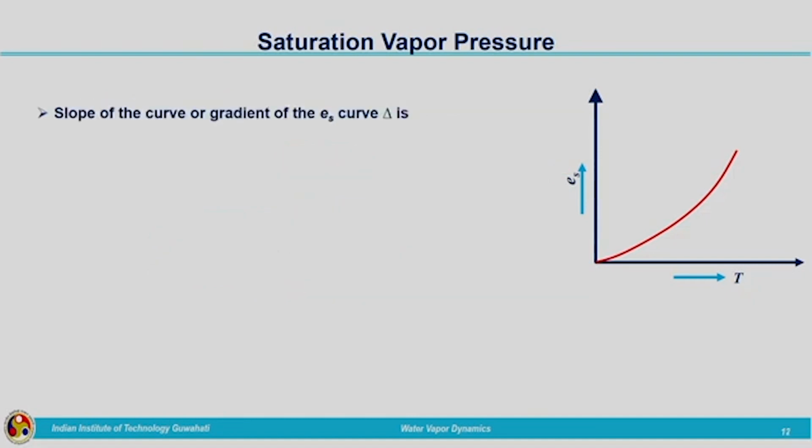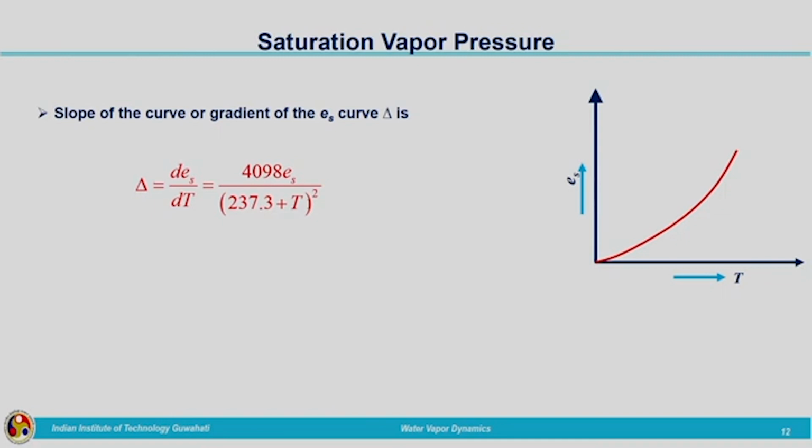Now, another term which you need to understand is the slope of this saturation vapor pressure curve, delta. So, that is just a slope. How can we get a slope of a particular curve? We will be differentiating, right. In the similar way, here also we can differentiate, that is the slope of the curve or the gradient of the ES curve is given by delta is equal to dES by dT. The expression is 4098 ES divided by 237.3 plus T all squared.